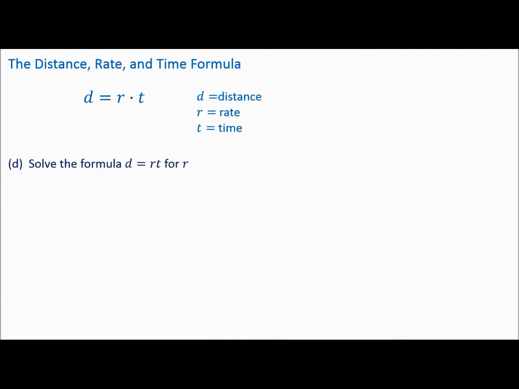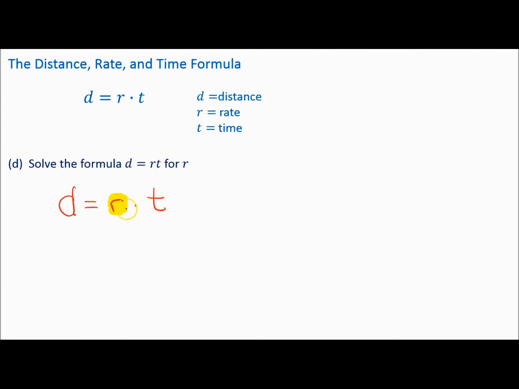Now question D is actually asking us to solve for something we've already done. It's asking us to take the formula distance equals rate times time and solve for R. So what I'm trying to do is isolate that R. So I don't want to do anything with R. I want to get rid of the values that are being multiplied or divided to R, or added or subtracted, which is not in this case. I got to get rid of that T.